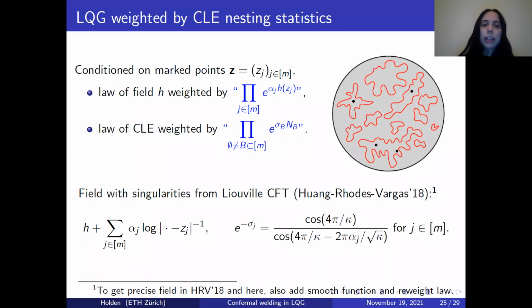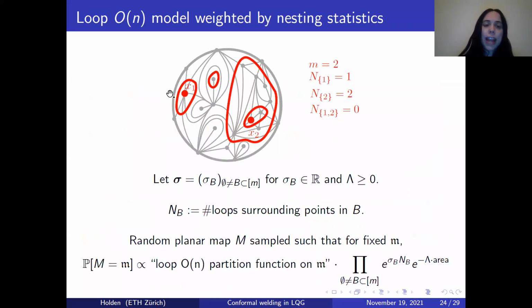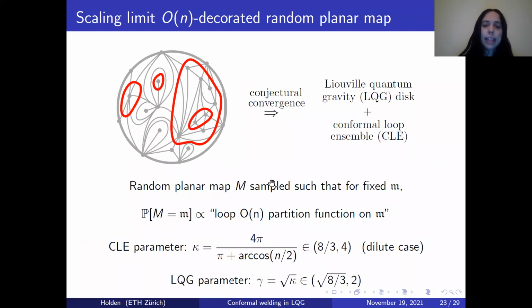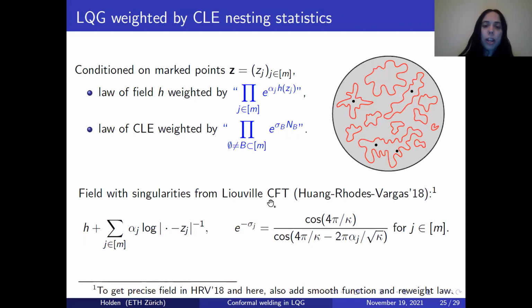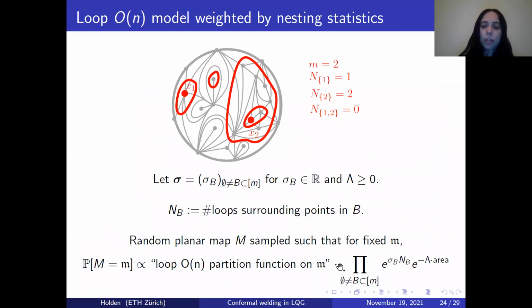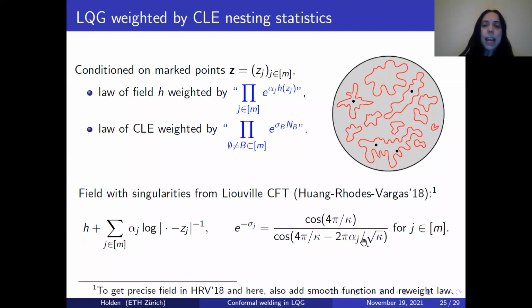We are arguing in our work that if we consider the field h obtained in this scaling limit result, and then do the reweighting according to these nesting statistics, then what should happen is that the law of the field is reweighted by this term that you can see in blue. Here this parameter alpha sub j is related to the parameter sigma sub j via the formula that you can see here. I will be coming back to this formula a little bit later in the talk.